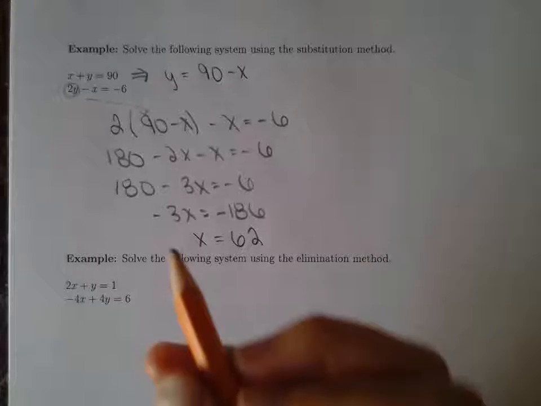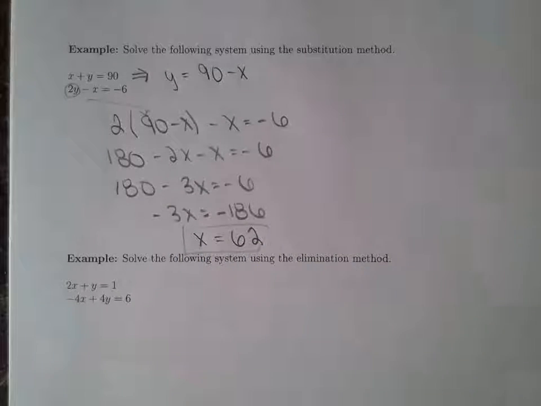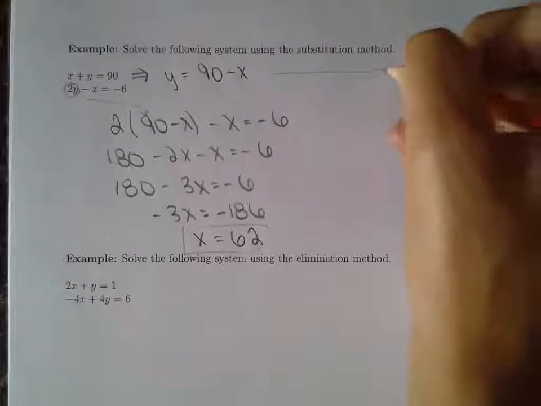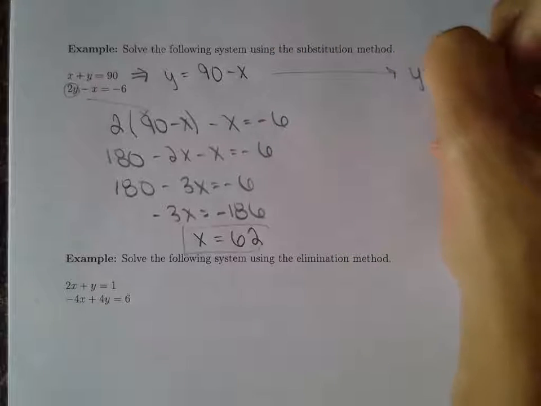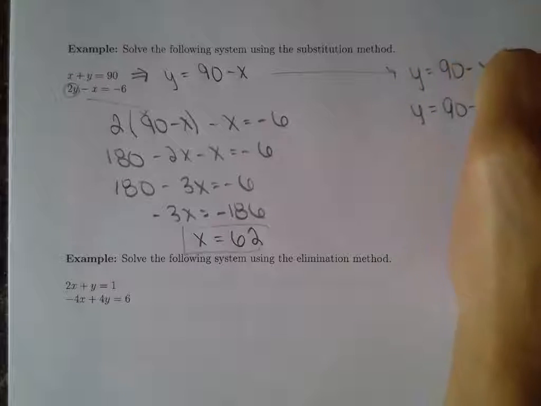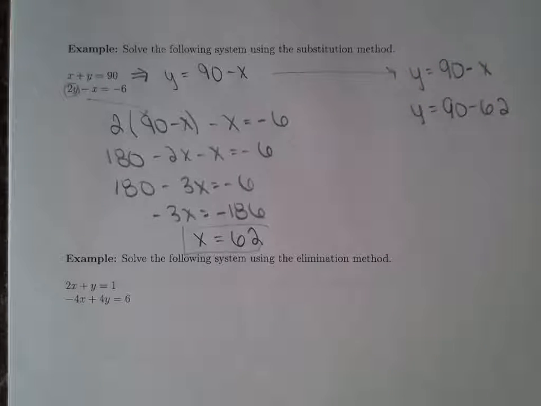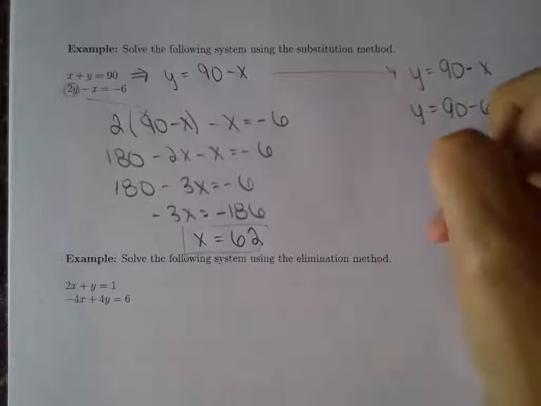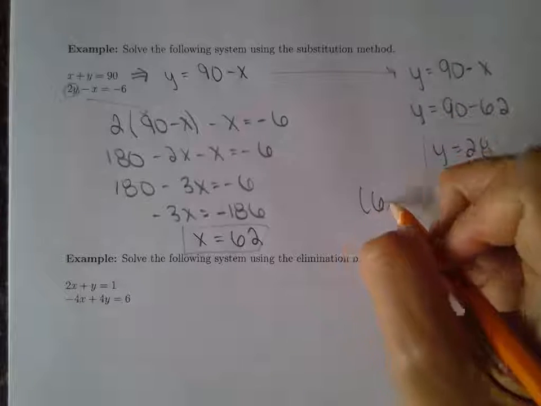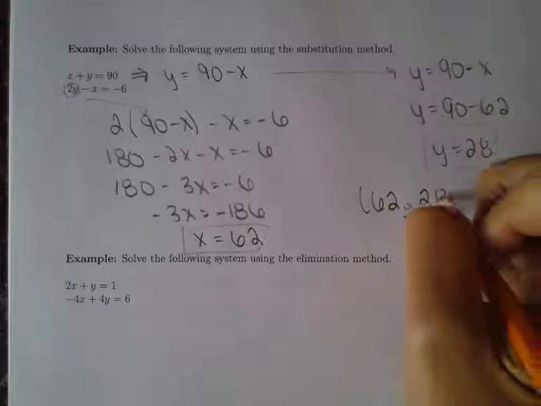Okay, we're not done yet. That's just our x value. So we still have to find our y value, which we'll use here. So y is 90 minus x, which we knew our x is 62. So 90 minus 62 is 28, right? I want to check though. Yeah, 28. So y equals 28. Okay, so our solution is x, y, so 62, 28.